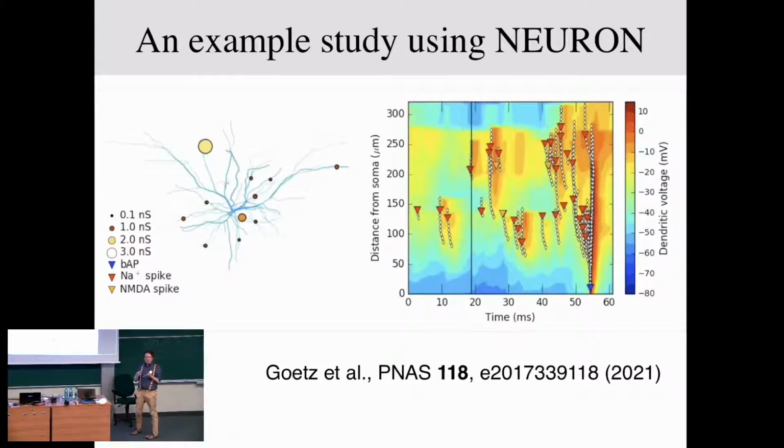That is for sodium channels. So whenever there's a white symbol, a threshold for sodium channels has been crossed to say that there's active sodium current going on in that dendrite at that time. And the first time it happens in a dendrite, it gets a red triangle. So it's the initiation of a sodium spike. And the orange triangles are for NMDA spikes. So when an NMDA spike has been initiated locally, it gets an orange triangle.